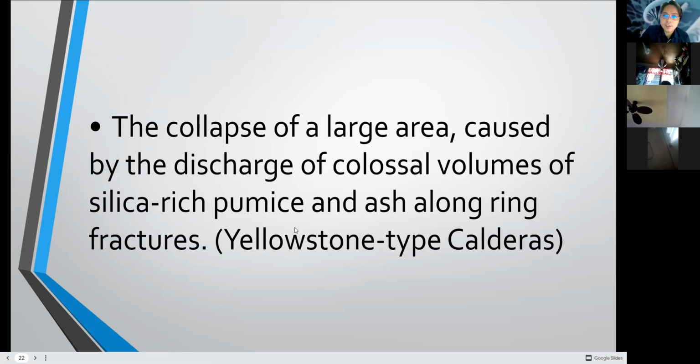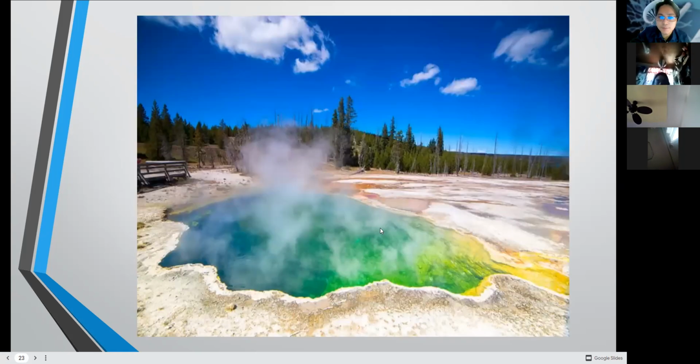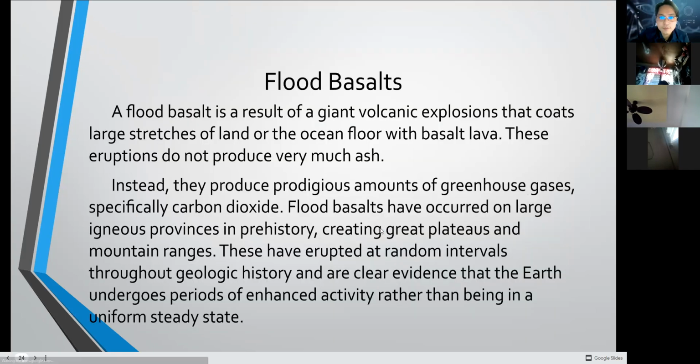The third one is the collapse of a large area caused by the discharge of colossal volumes of silica-rich pumice and ash along the ring fractures. This is now the ring fractures. One good example is the Yellowstone type caldera. Again, the temperature is quite hot. From warm to hot.